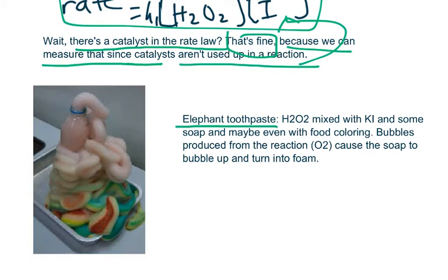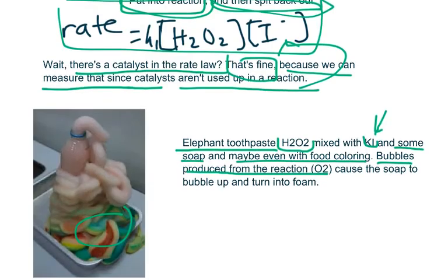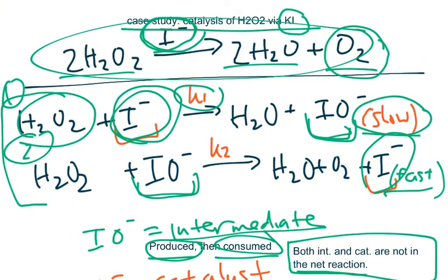Elephant's toothpaste is when you mix hydrogen peroxide with some potassium iodide, or any salt that has iodide dissolved in water, and you also add some soap and maybe even food coloring, as shown here. The bubbles produced from the reaction, which produces O2 gas as shown there, cause the soap to bubble up and turn into foam, which is why you see a bunch of foam being produced here, which is pretty cool. And before we continue, let's find out why this is a net reaction.